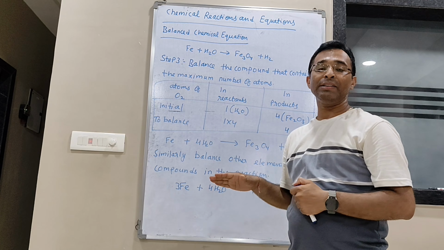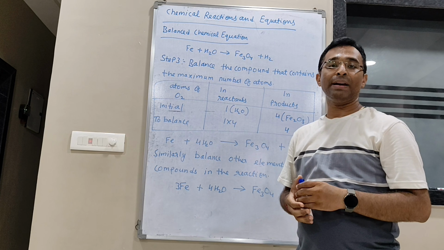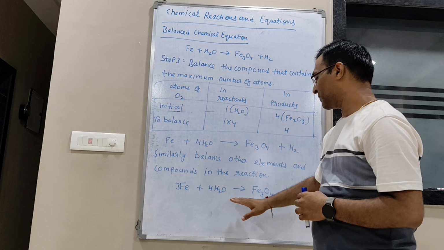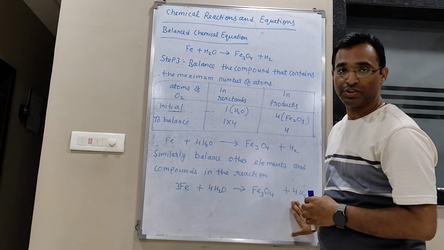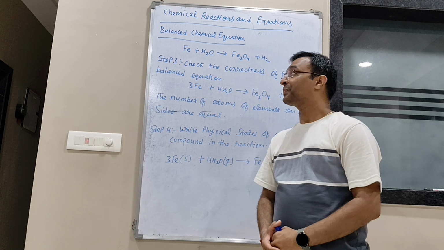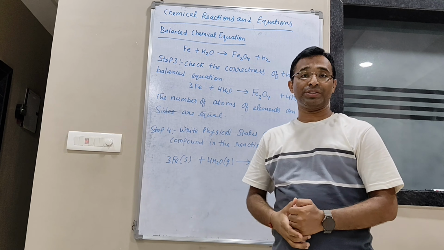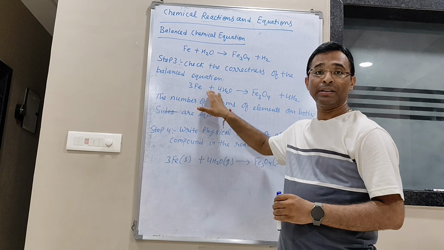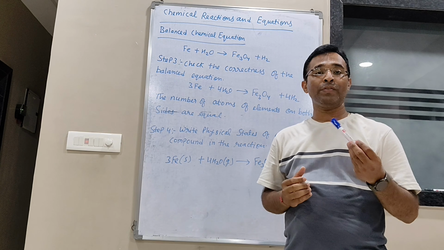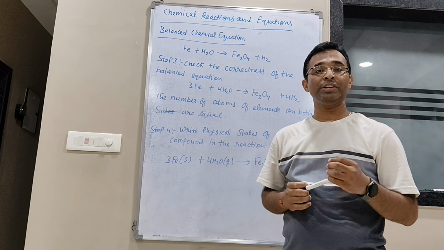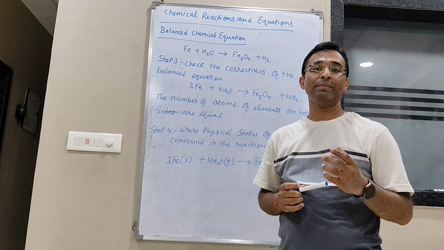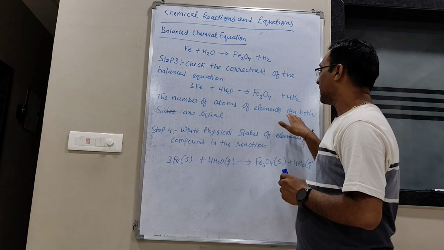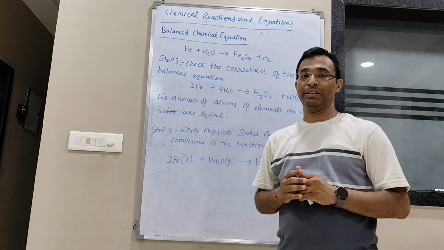Similarly, we will try to balance all the other elements, and after balancing all the other elements in the equation, we will get the reaction 3Fe plus 4H2O react to give Fe3O4 plus 4H2. Step 4, check the correctness of the balanced equation. The next step is to check the balanced chemical equation. For the coefficients which we have written in front of the elements, we need to cross-check whether the number of atoms on the LHS and the RHS are equal or not. The number of atoms of elements on both sides should be equal.